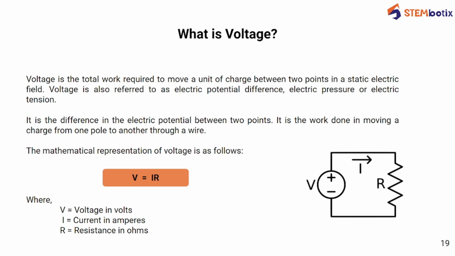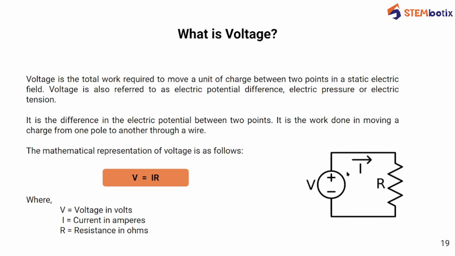Voltage is also referred to as electric potential difference, electric pressure, or electric tension. It is the difference in the electric potential between 2 points. If there is a potential difference between these 2 points, then because of this potential difference, current will flow. It is the work done in moving a charge from one pole to another through a wire.